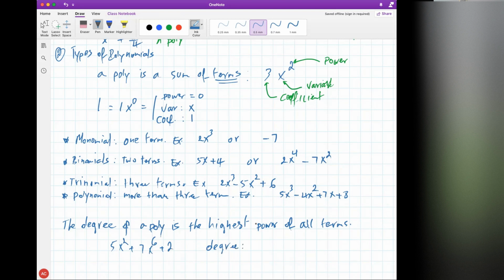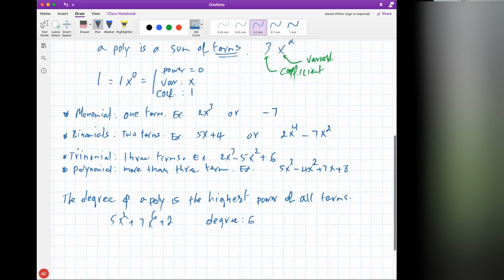What is the degree based on the definition? What is it? Exponent 6. That's right. So the degree is 6. It's the highest of all the powers. It might not always be arranged from the highest to the lowest, but it is always the highest degree, not the highest coefficient, the highest degree.